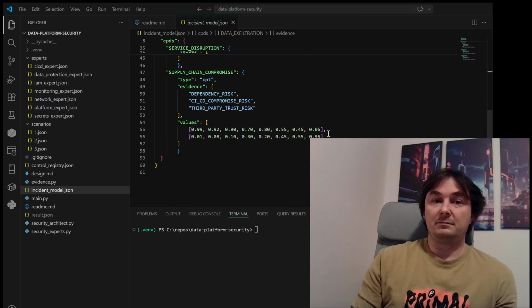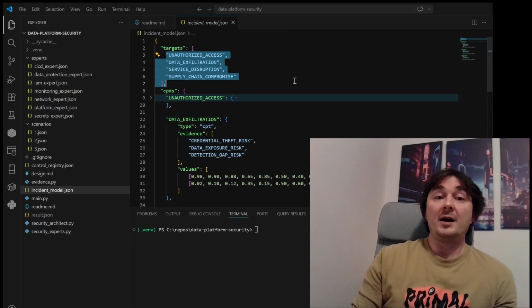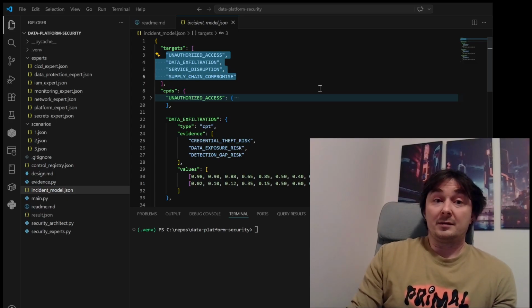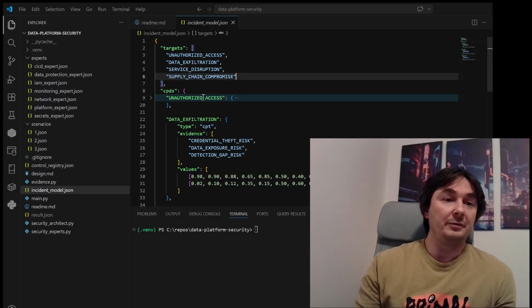And I have only a couple of those incidents, so they are announced over here as targets, and based on them we can see what will happen.